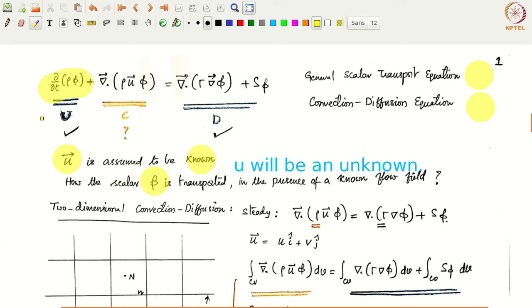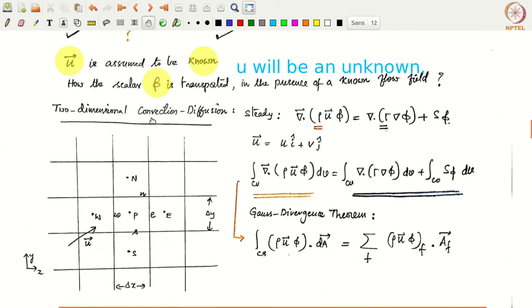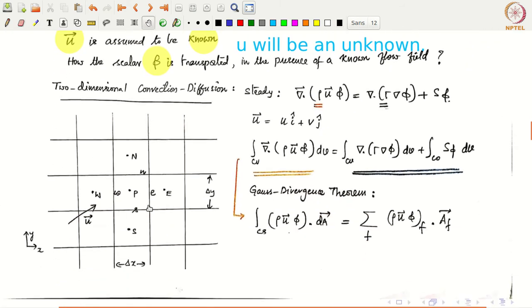So let us start off with the two-dimensional structured mesh as shown here. This is the same mesh we had before. Essentially, we have a Cartesian mesh with either uniform or non-uniform cells, and we have the primary cell P on which we are focusing our discretization, and then we have an east cell, west cell, north and south cells, and the corresponding faces are little e, little w, little n and little s.